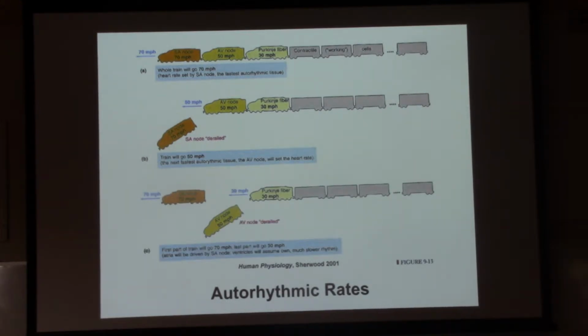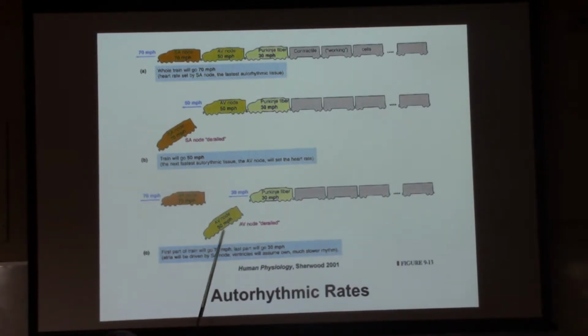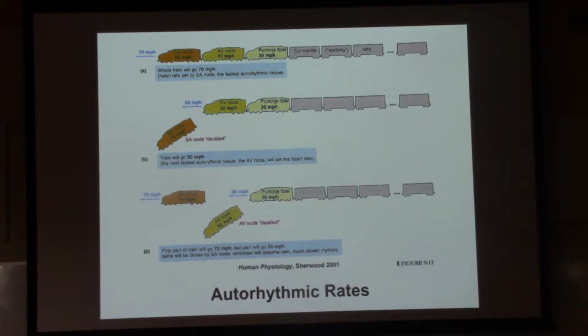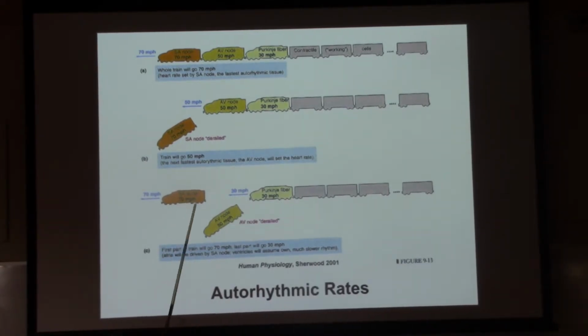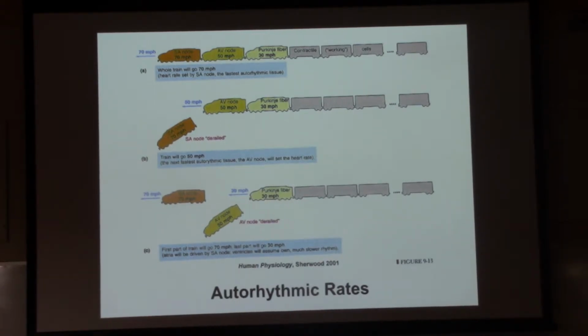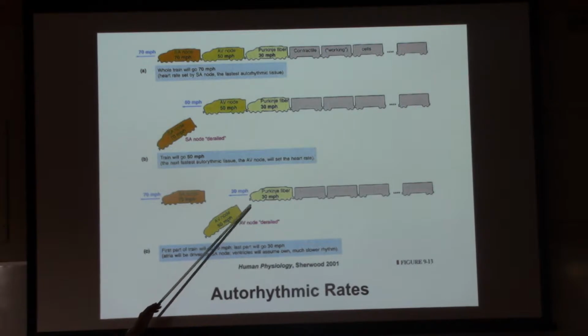Well, that's a really big problem, because your SA node is going to keep going at 70 beats per minute. Your atria keep contracting at 70 beats per minute. The AV node no longer is working, so signals are not going through the AV node, which means the atrial signal is not passing down to the ventricles. So now the Purkinje fibers will take over at their rate, in this case 30 beats per minute.